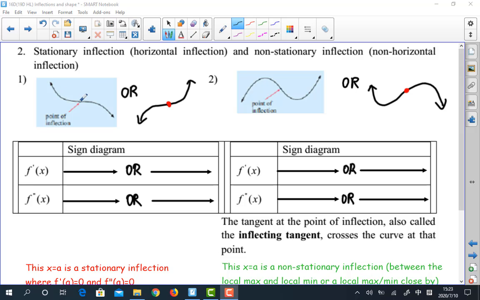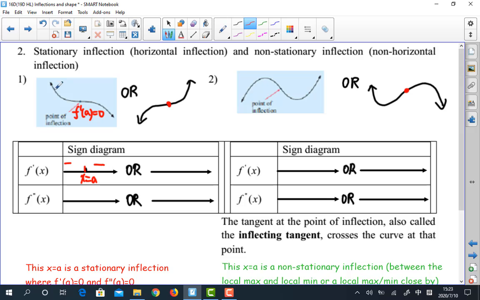So we have already summarized the stationary inflection. If this point is the stationary inflection, you should have monotone decreasing or monotone increasing. Like the first case, if x equals a can become the point of inflection, of course f prime a must be equal to 0. And on the left side, we should have f prime negative. On the right side, f prime is also negative because it's monotone decreasing.